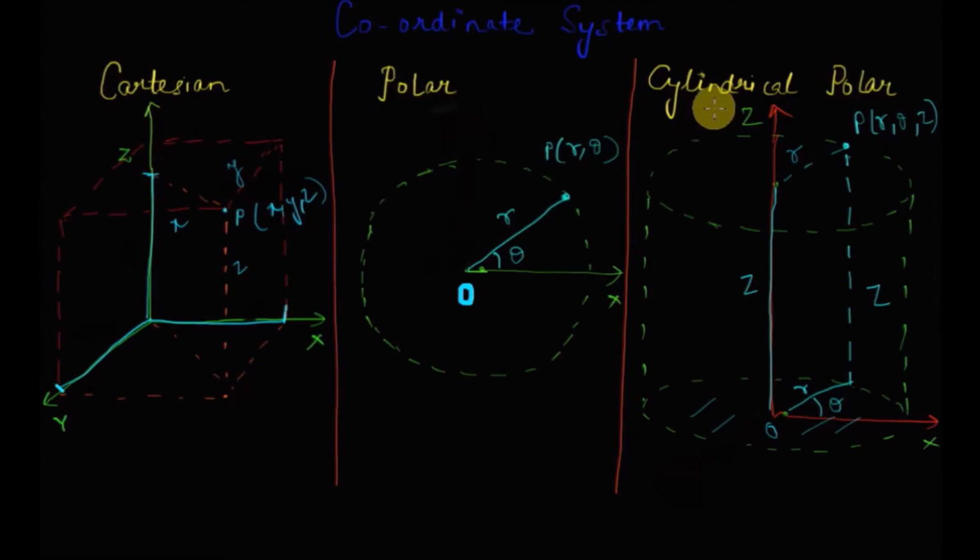Cylindrical polar coordinate system is used in three-dimensional space. So for determining the position of this point P, we need three parameters: r, theta, and z, where r is the perpendicular distance of this point P from a fixed reference axis, which is denoted by OZ. Theta is the angular direction of this point P from, again, a fixed direction, which is denoted by OX, and z is the perpendicular distance of point P from a reference plane, which is denoted by this shaded figure.